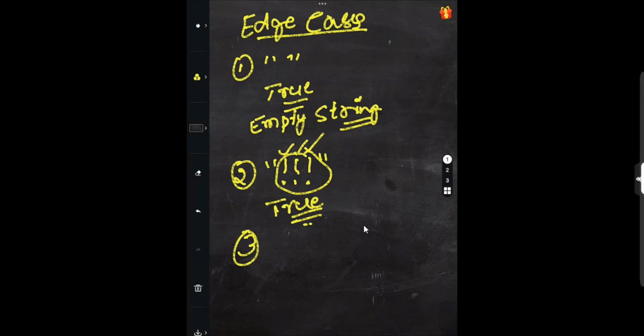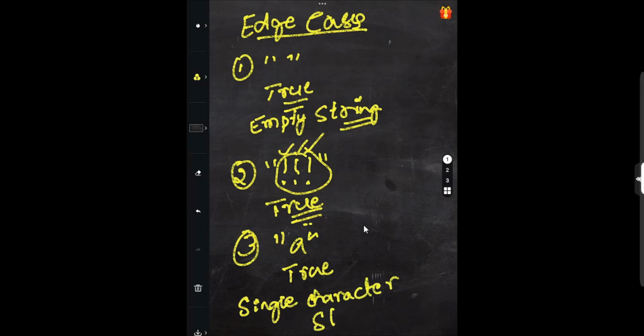And what will be the third edge case here? A single character string. When I say single character string, we'll be considering this one, A, right? This one will be true because a single character is always a palindrome. We know that one. So this is the single character string.